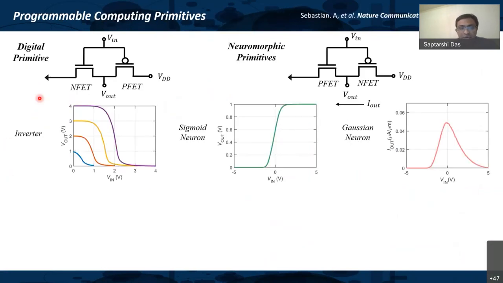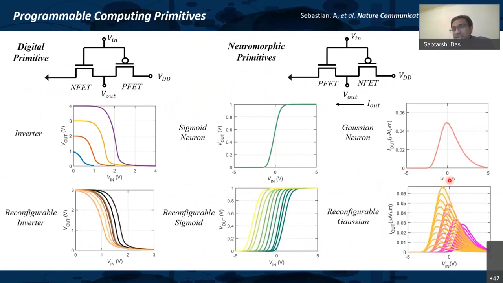What is the advantage? The advantage now is that I can create an inverter, which is a basic primitive for digital computing. I could also create neuromorphic primitives, for example, a sigmoid activation function and a Gaussian neuron. So my device itself could act as a neuron, but at the same time, since I can program them, it can also store weights. And because it can store weights, you can have an inverter with different inverting thresholds, or a sigmoid with different activation functions, or a Gaussian with different amplitude, mean, and standard deviation. So the device itself acts like a neuron as well as a synapse. It's a neurosynaptic device which accomplishes this idea of non-von Neumann computing.